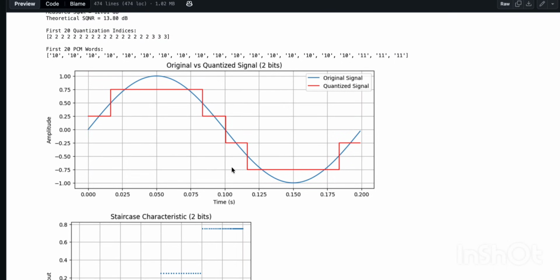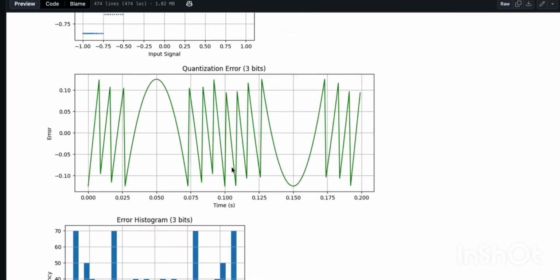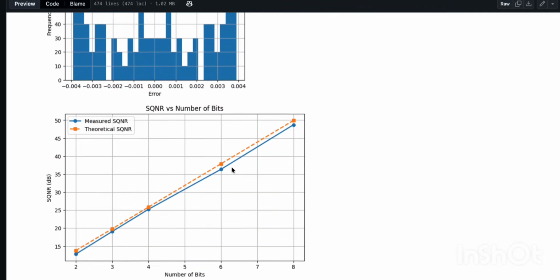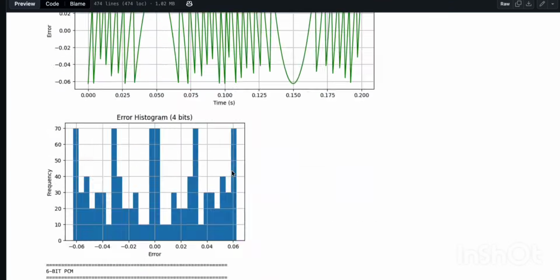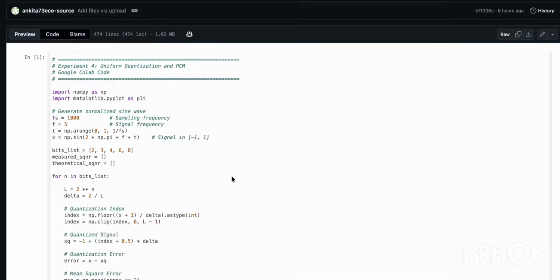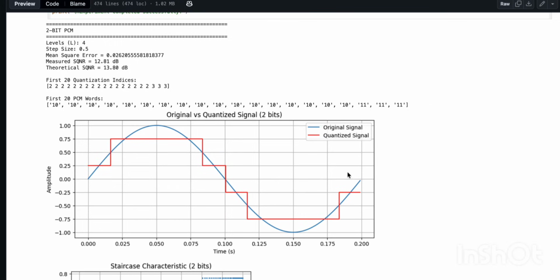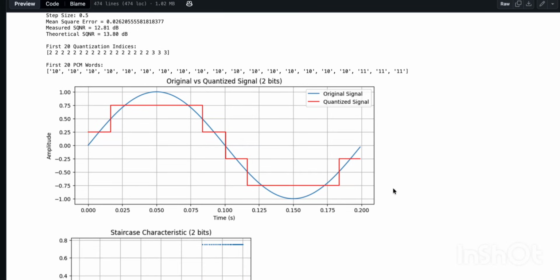This graph compares the original analog signal with the quantized signal. The blue curve is the original sine wave, while the red staircase curve is the quantized signal. The staircase shape appears because the amplitude is restricted to fixed levels. As the number of bits increases, the staircase becomes smoother and follows the original signal more closely.